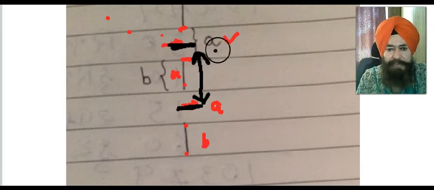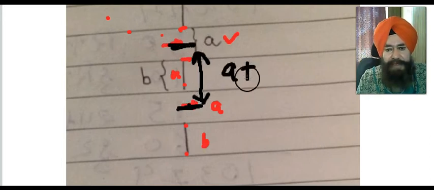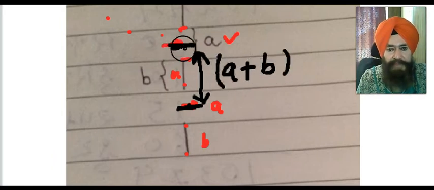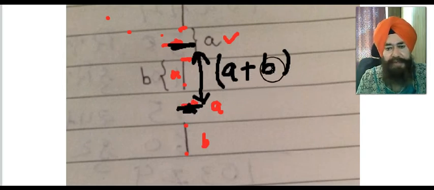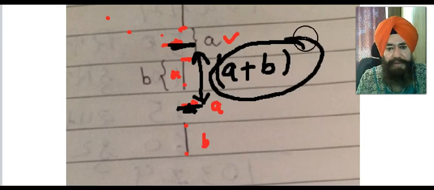Now the distance between two neighboring slits is called the grating element. From here to here, the distance is a plus b. From this center to this center, this distance is a plus b. This is called the grating element.